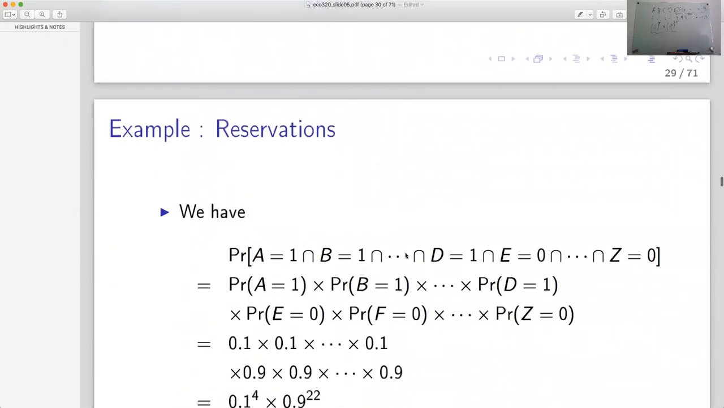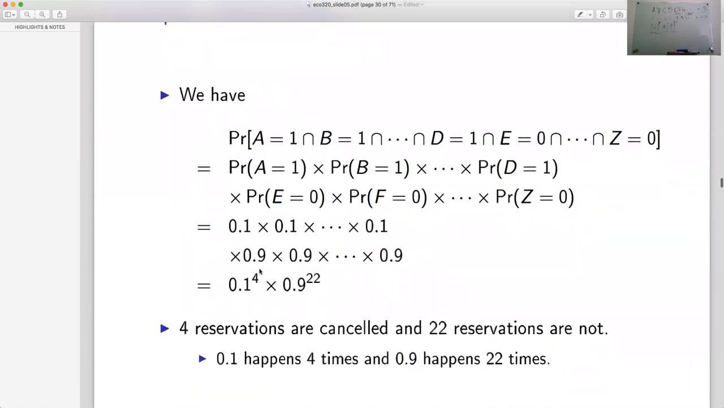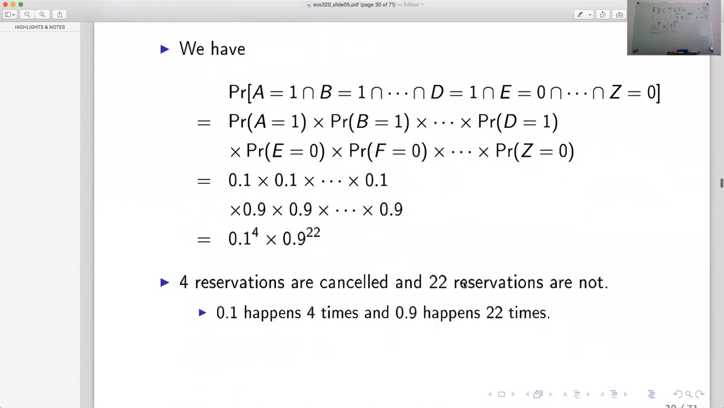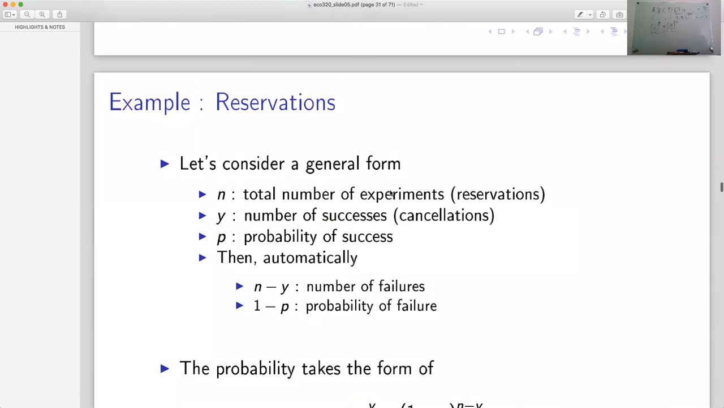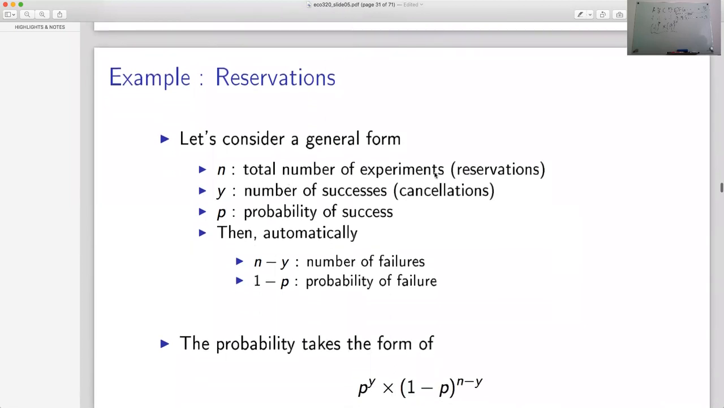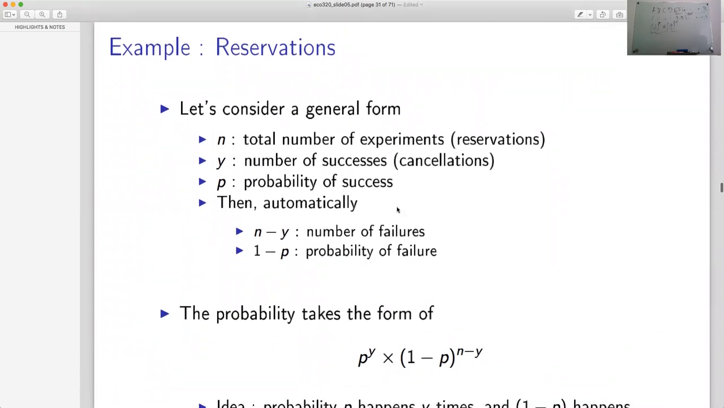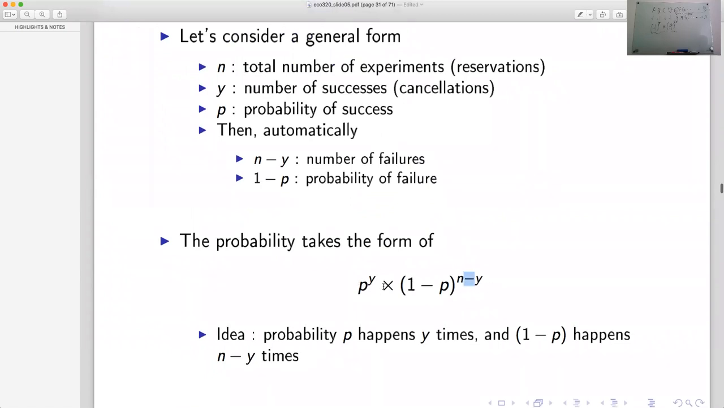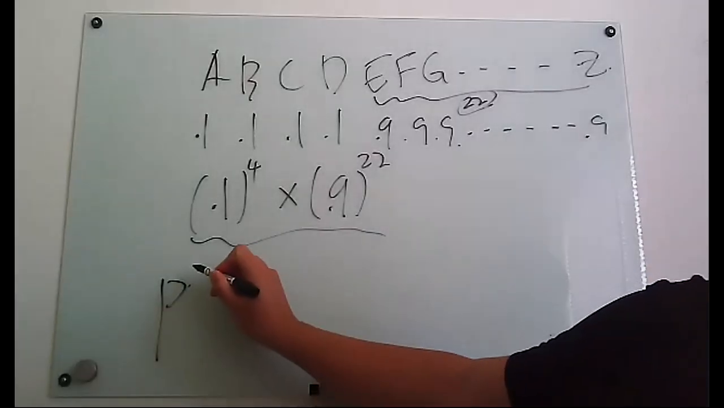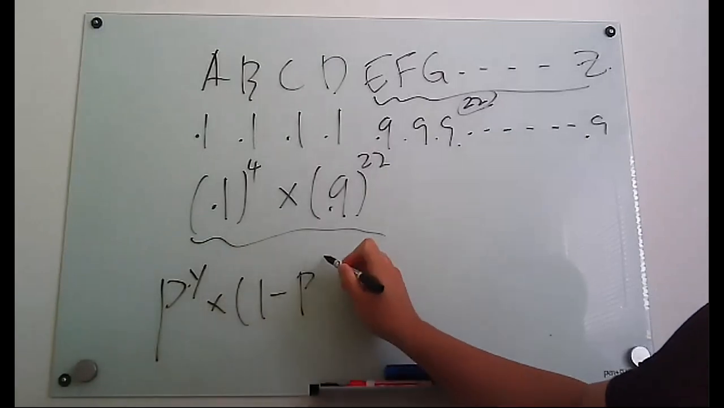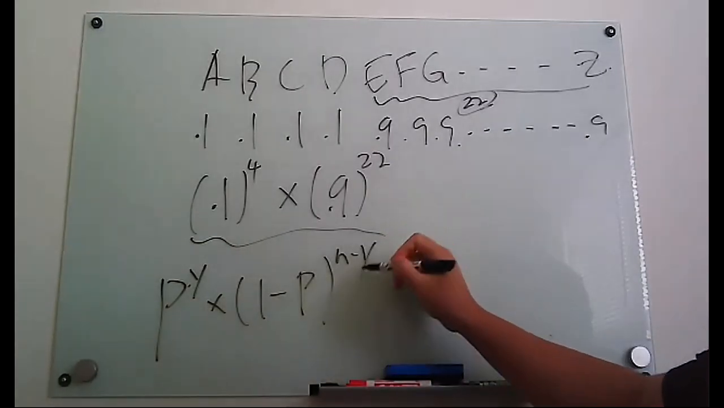Based on this logic, these 4 reservations are canceled and 22 reservations are not, so you need to multiply that. Let's consider a general form. Let's say N is the total number of experiments, like reservations, and Y is the number of successful cancellations. P equals the probability of success. We can generalize: P to the power of Y times 1 minus P to the power of N minus Y. That is the general form. Again, P to the power of Y times 1 minus P to the power of N minus Y. So we can apply it here.